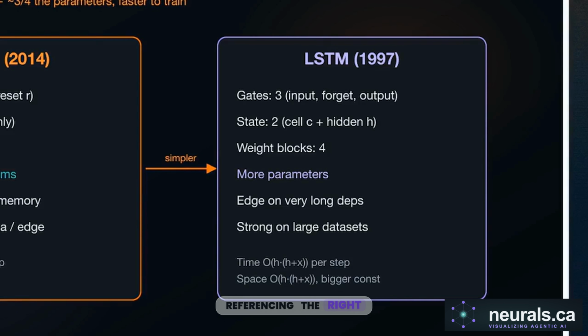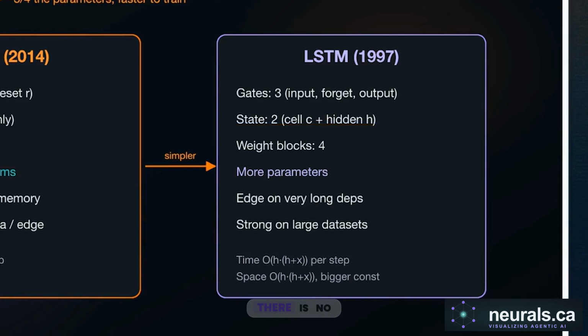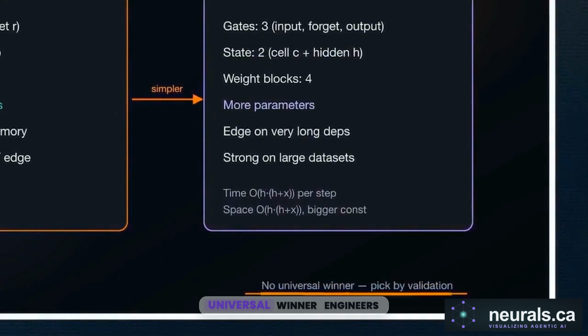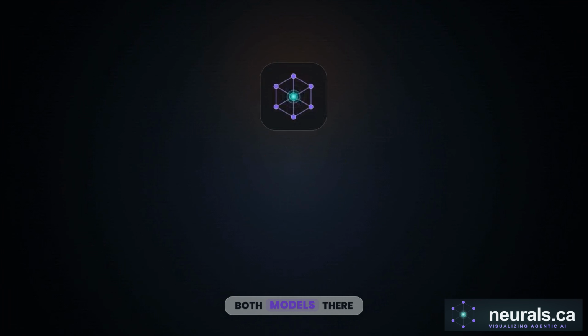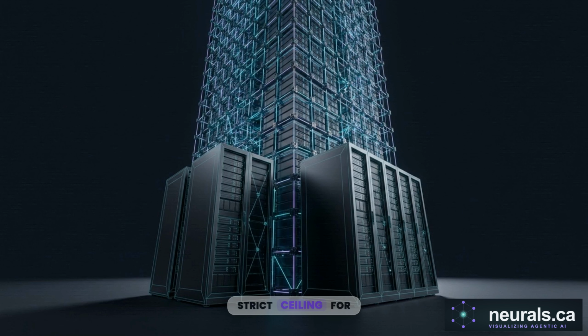Referencing the right panel, the LSTM retains an edge on long dependencies and large datasets. Lacking that cell state, the GRU struggles with extremely long sequences. Ultimately, there is no universal winner. Engineers must empirically validate both models. There is also a strict ceiling for all recurrent models, including GRUs. They operate in the shadow of the transformer architecture.